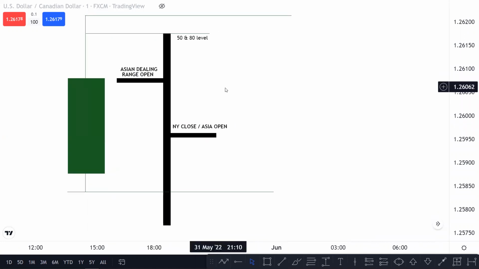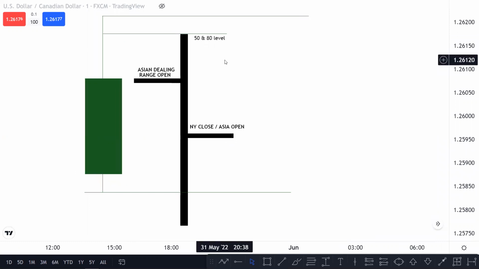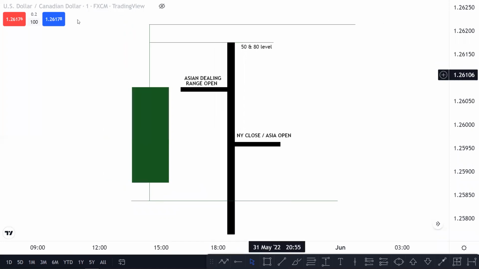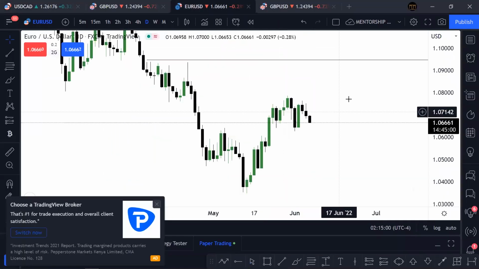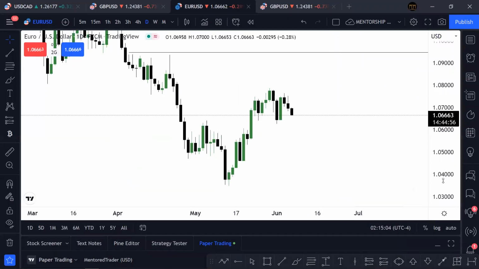You will repeat this same thing on a daily basis. Every day, these are the things you look for. I have not told you to look for an order block or an institutional candle. I've told you to look for the 80 or 50 level between here and here. Let's go to the chart. Let's start with the euro dollar.